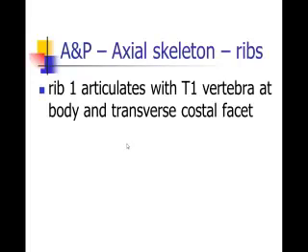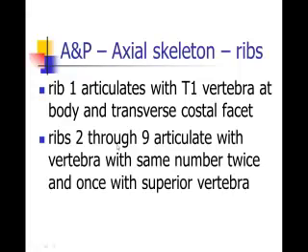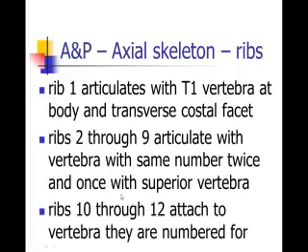Rib 1 is going to articulate with thoracic vertebra 1 posteriorly, and it articulates with the body and the transverse costal facet. There is no demifacet for rib 1. Typically, ribs 2 through 9 have the 2 demifacets plus the transverse costal facet. So the rib is going to articulate with the vertebra of the same number twice, and it'll articulate with a vertebra superior to it once. And then ribs 10 through 12 just articulate with the vertebra they're numbered for, and not 2 vertebrae.